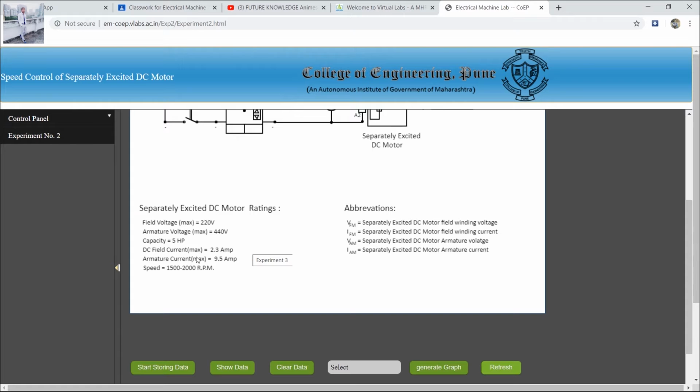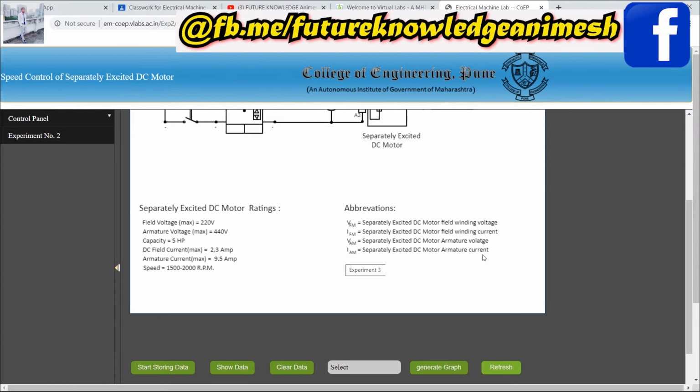Next, DC field current maximum will be 2.3 ampere, armature current 9.5 ampere. Next, speed will vary between 1500 rpm to 2000 rpm. Here you can see VFM means separately excited DC motor field winding voltage, IFM separately excited DC motor field winding current, VAM separately excited DC motor armature voltage, and IAM means DC motor armature current.